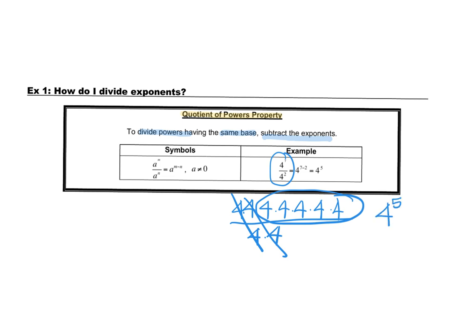Now, you wouldn't have to write this out like this and divide. You could simply say, well, if I have 4 to the 7th power divided by 4 to the 2nd power, I'm going to take 7 minus 2, and that's where we get this 5 right here, resulting in 4 to the 5th power.